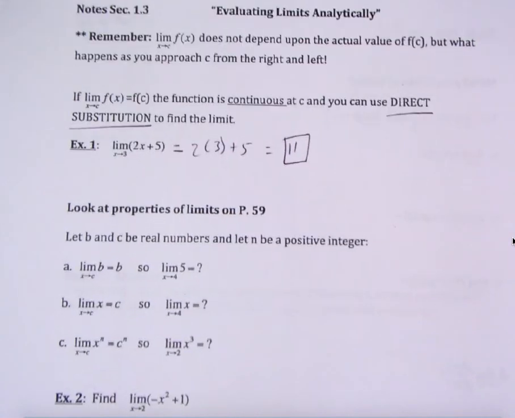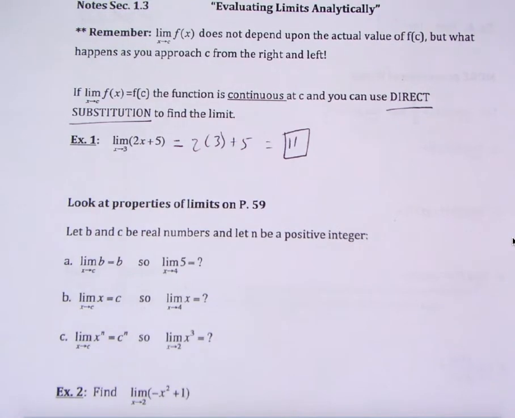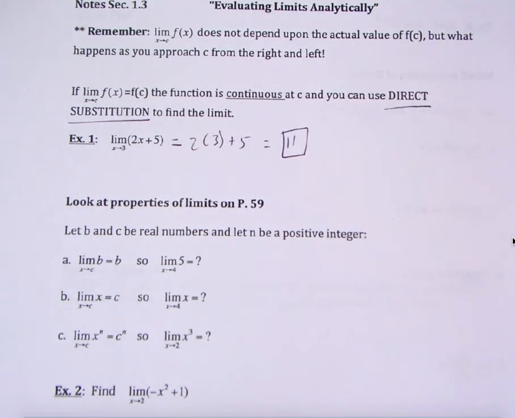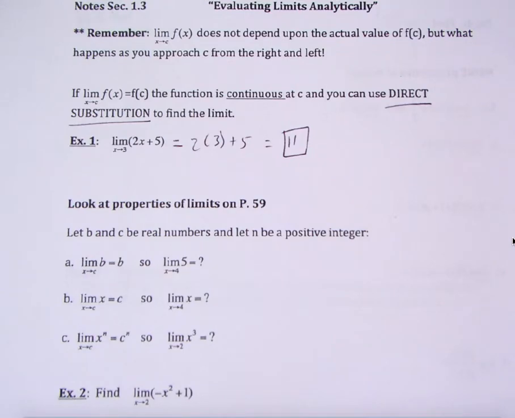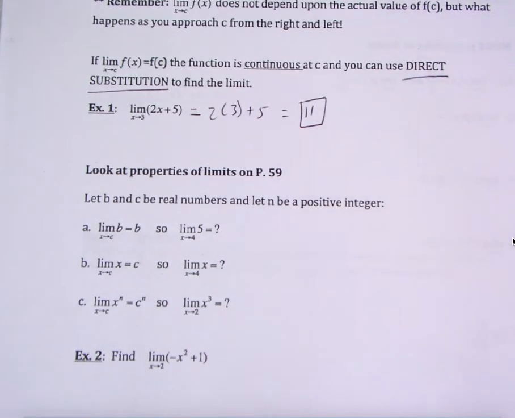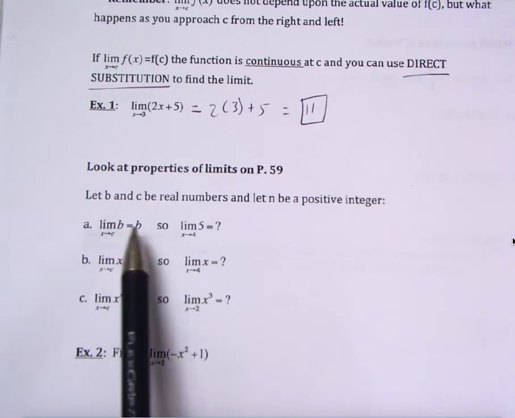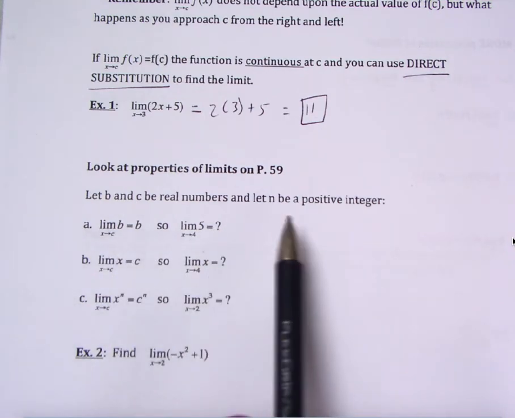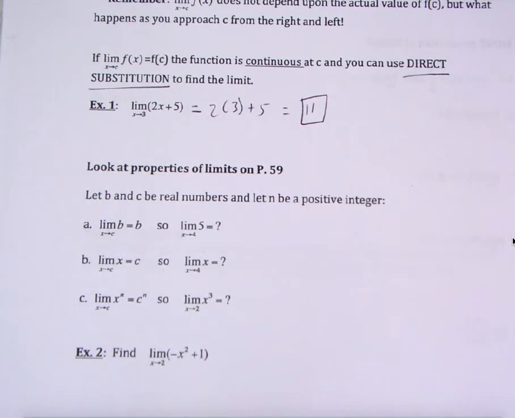As with any topic in math, there's always properties. So like you learned exponents and then you learned properties of exponents. You learned logarithms, you learned properties of logarithms. So there's also properties of limits, things that you're allowed to do to kind of make your life a little easier. So it says let b and c be real numbers and let n be a positive integer. Okay, so let's look at some things that turn out to be true.